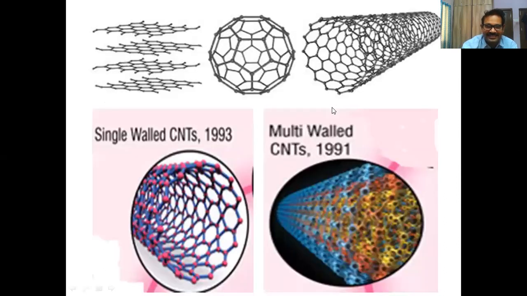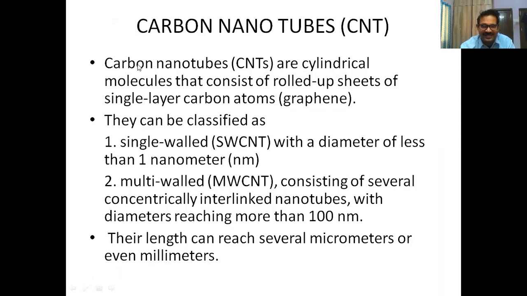You can see that this is a sheet-like structure. So this sheet-like structure, when we prepare a spherical shape, then we can call it a fullerene. Or if you roll it and prepare a tube, then we can call it a nanotube. So this is what the statement is. Carbon nanotubes are cylindrical molecules that consist of rolled up sheets of single layer carbon atoms.